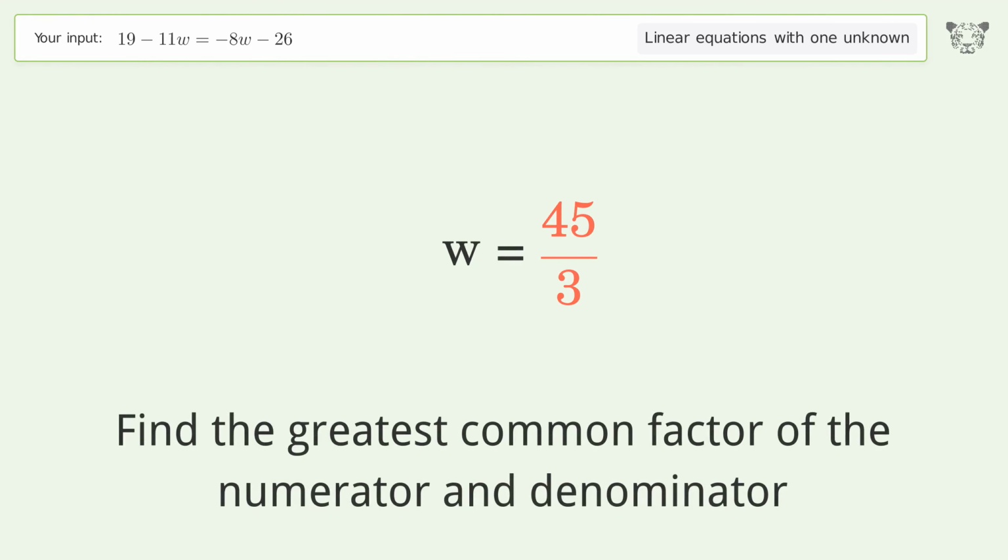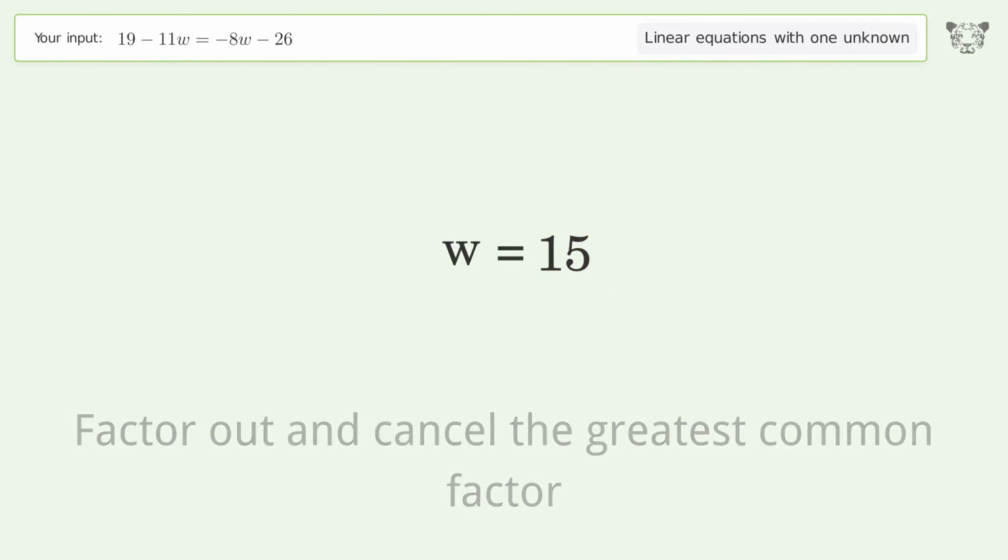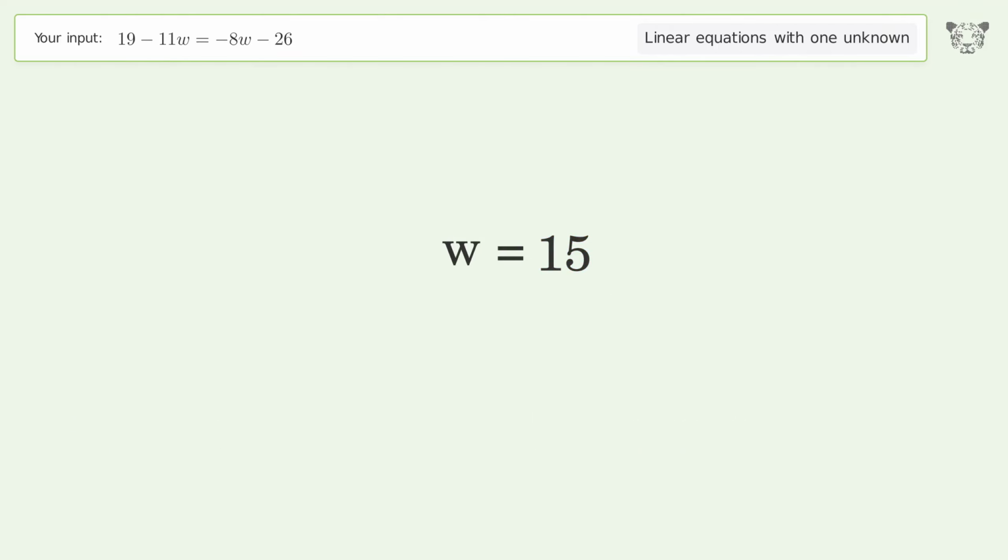Find the greatest common factor of the numerator and denominator. Factor out and cancel the greatest common factor. And so the final result is w equals 15.